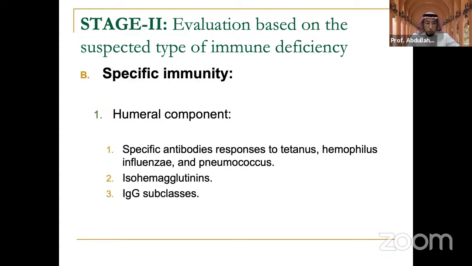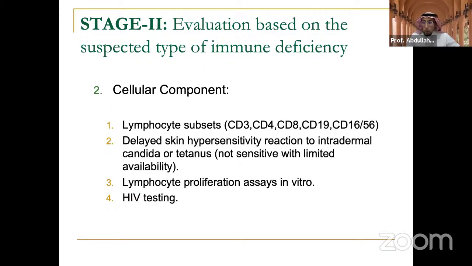In terms of humoral components, checking specific antibody responses to vaccines like tetanus, influenza, and pneumococcus, looking for response to protein and polysaccharide antigen. Isohemagglutinins, also antibodies against the blood groups, which are usually IgM antibodies. And IgG subclasses sometimes are useful, although most of the time they are not very informative.